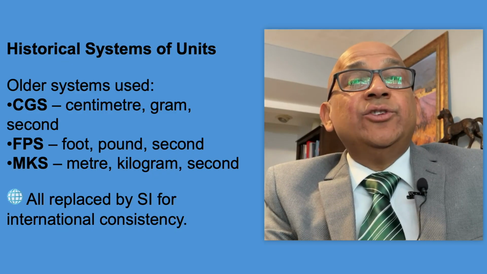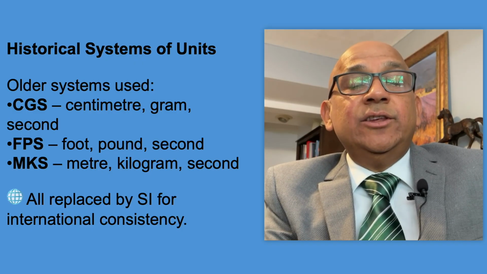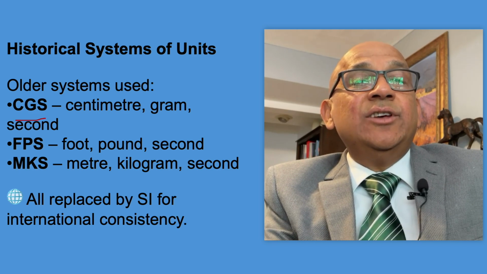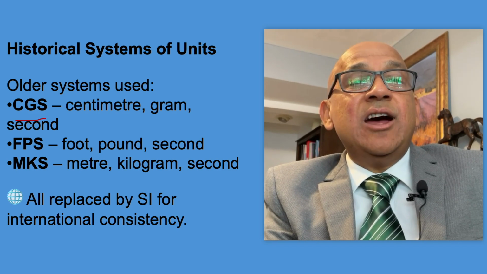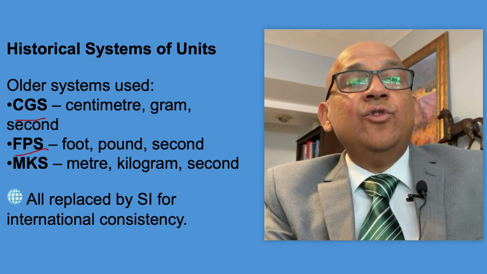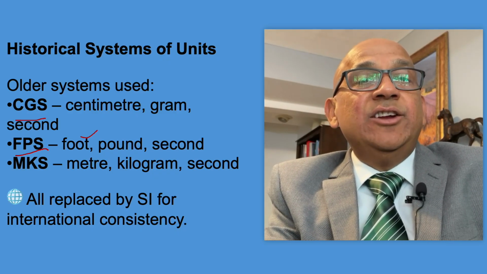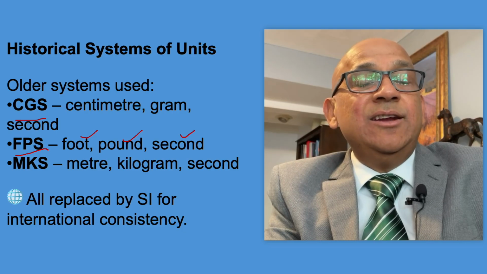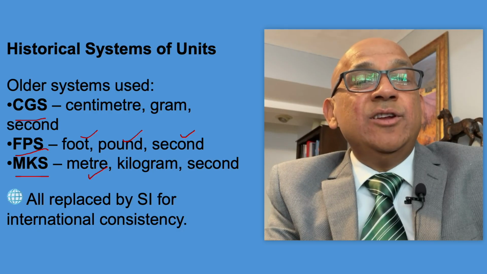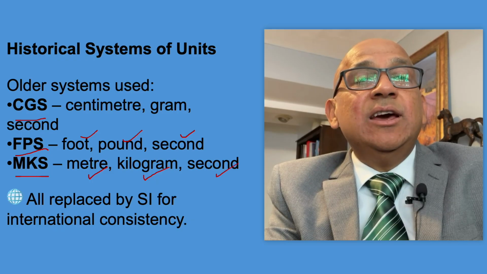So let us look into the historical systems which were used for units. There are three such systems. The first one is called a CGS system, which represents centimeter, gram, and seconds, each of these C, G and S. And then there was a system called foot-pound second system, where the length is measured in foot, weight is measured in pound, and time is second. And then came MKS system, where the length is measured in meters, mass in kilograms, and time in seconds.